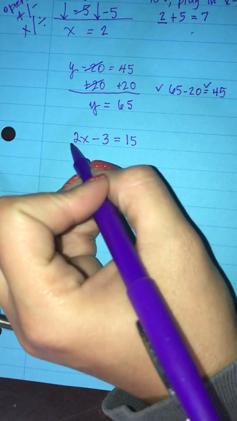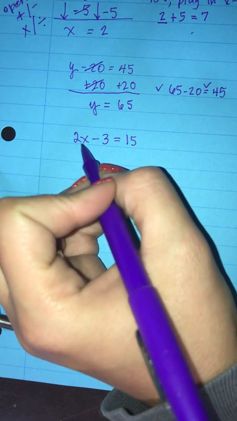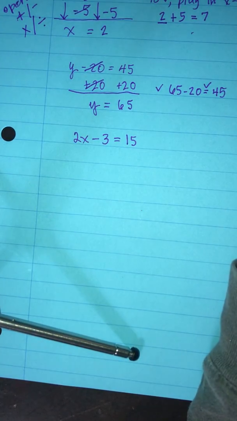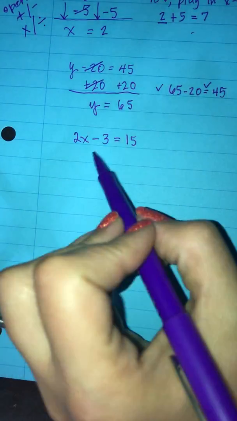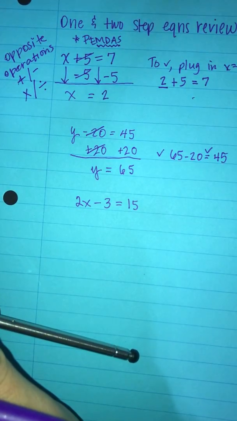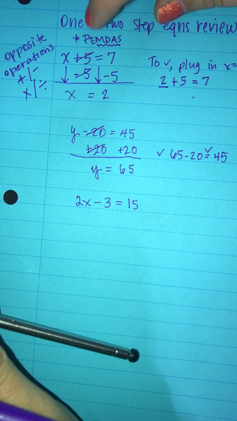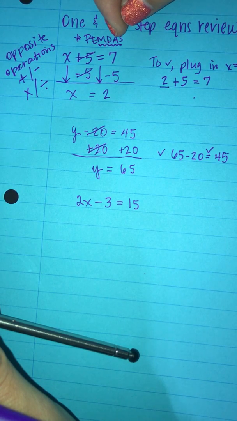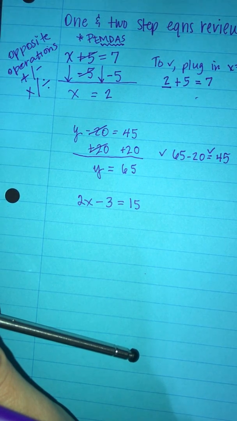Do not mess with this part first. We want to get rid of whatever's being added or subtracted to our variable first. The reason for that, like I said up here with our order of operations, is we'll do these backwards. The multiply, divide, add, subtract of our PEMDAS, we're going to do those backwards. So we're going to subtract or add first, and then we'll multiply or divide.